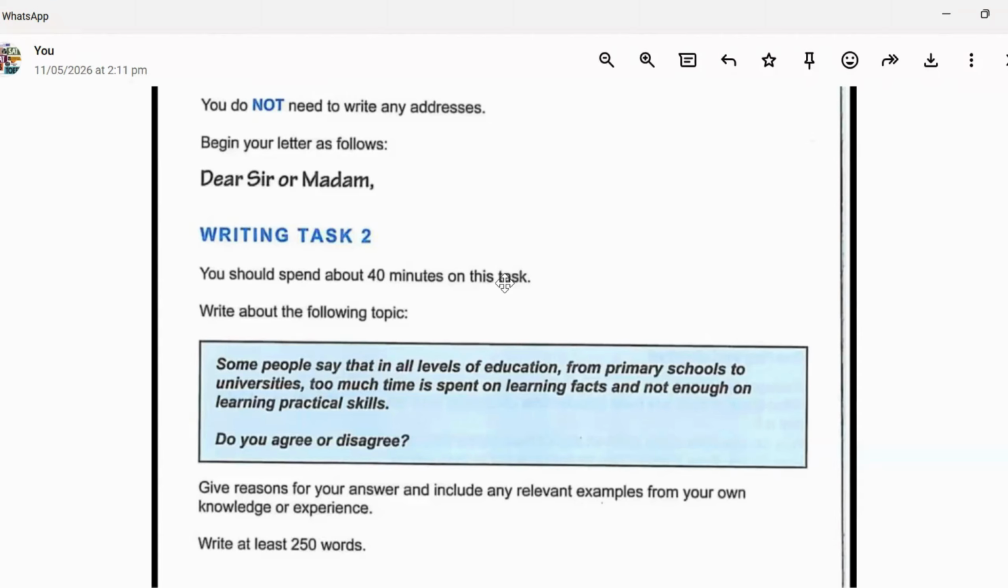Aside from the introduction, you are expected to have a minimum of 4 paragraphs or a maximum of 5 paragraphs. The reason why you need a minimum of 4 to a maximum of 5 paragraphs is so that you'll be able to meet at least 250 words.